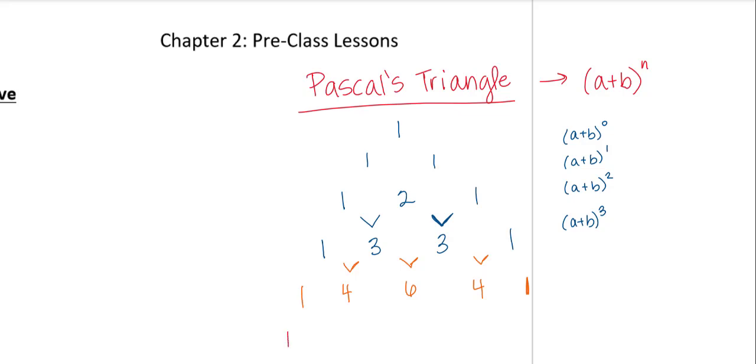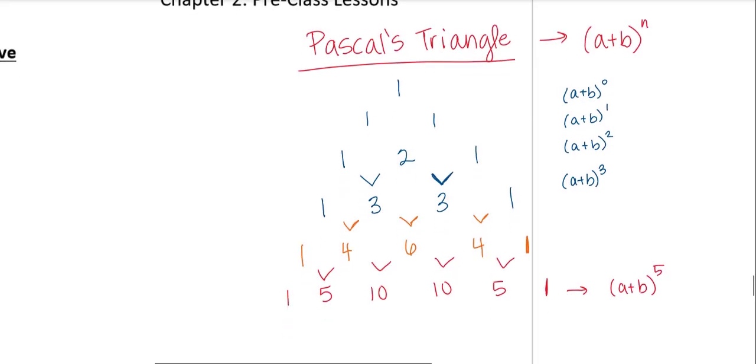And then if I wanted to see the next row, I could. I have a 1 on the end. 1 plus 4 is 5. 4 plus 6 is 10. 6 plus 4 is 10. 4 plus 1 is 5, and a 1 on the diagonal. And again, this would be the expanded form of something like the binomial a plus b to the fifth. And these are just the coefficients.